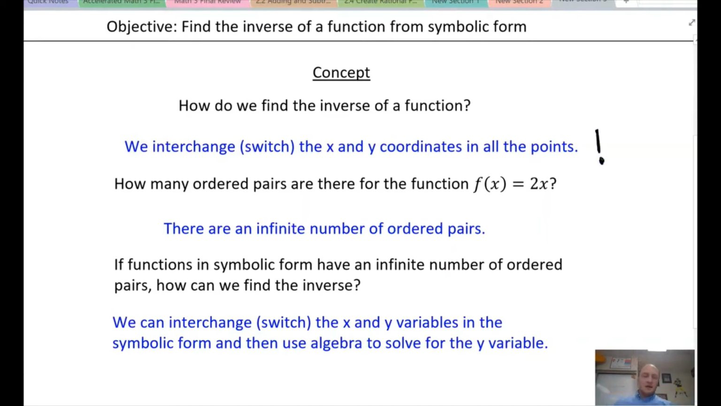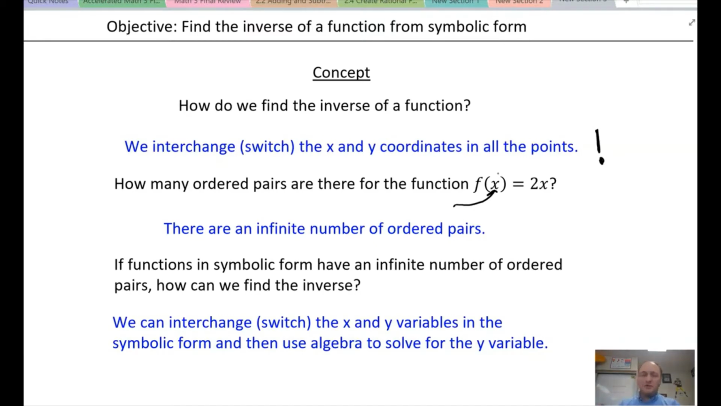Another idea is, if I'm going to switch x's and y's for a function, how many possibilities are there? Can I do it for every single x and y? Well, that's kind of crazy because there's an infinite amount of x's that I can plug in here. Later on when we get into square root functions, we'll talk about restrictions and limiting our domain, but there's an infinite amount of possibilities.